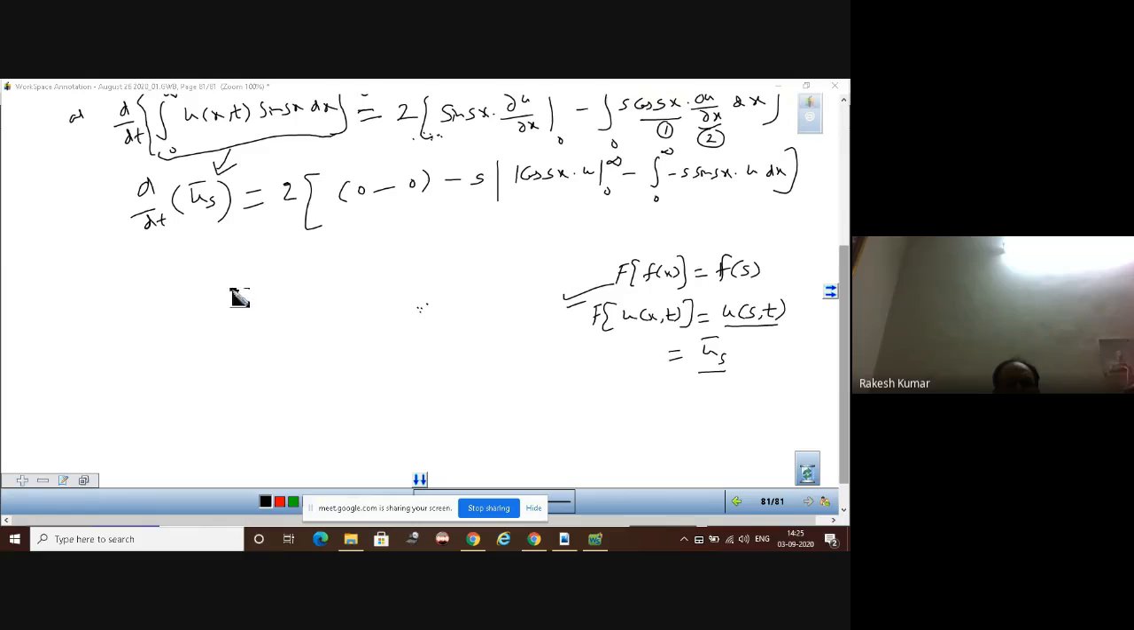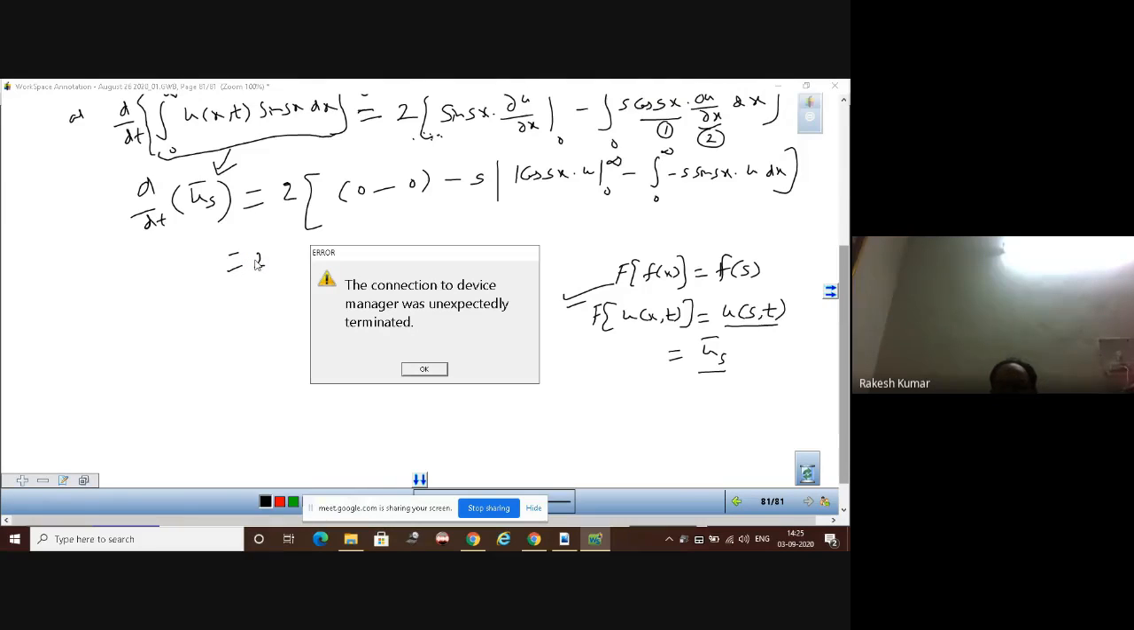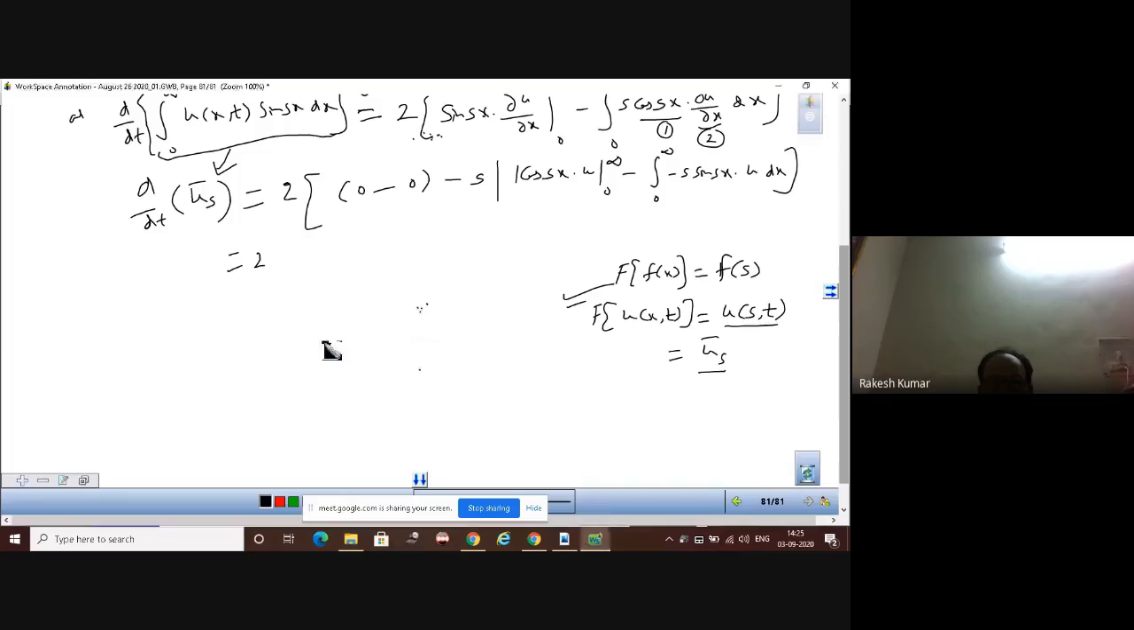Now, what does it come out to be? That is 2 times, this will be minus s, which is also there. You can take s common. Some problem is here, it keeps showing up, I will rectify it later. Let us complete the question.